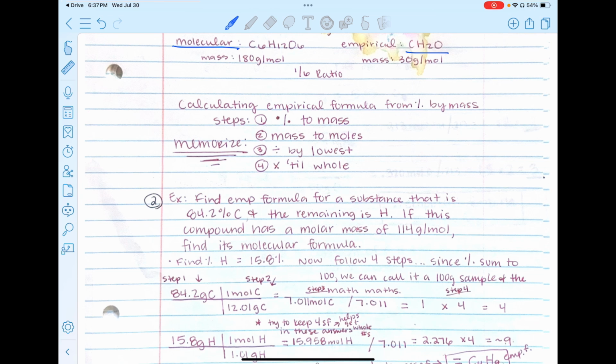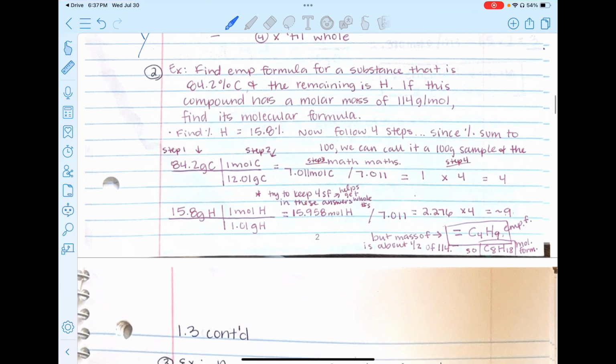This you need to memorize. Big star. Memorize this. Step 1, it's a bit of a rhyme here, percent to mass. Step 2, mass to moles. Step 3, divide by the lowest. Step 4, multiply. That's what the X means there. Multiply till whole. So percent to mass, mass to moles, divide by the lowest, multiply till whole. If you can turn that into a bit of a jingle, it might be a little bit easier for you to remember. But we definitely need to be able to flow through those 4 steps.